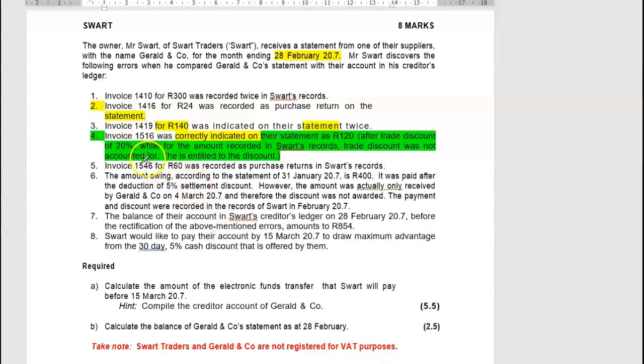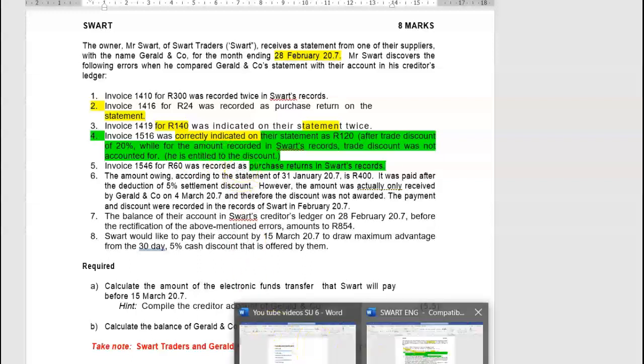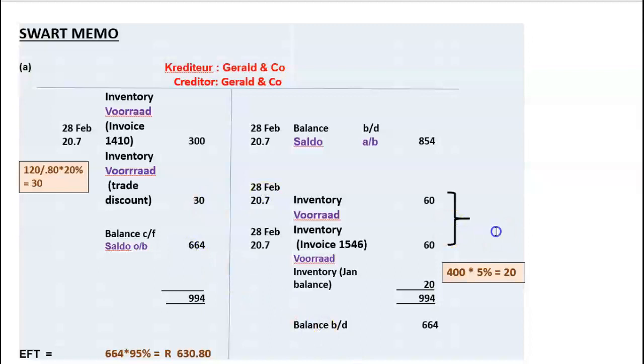Good. Invoice 1546 for 60 Rand was recorded as purchases returns in Swart's records. It was an invoice. We have recorded it in our records, so we made a mistake. We have debited this account. We reduced this balance by the 60 Rand, and we should have actually credited this account with 60 Rand. So in order to rectify that mistake, we have to post it twice on the credit side.